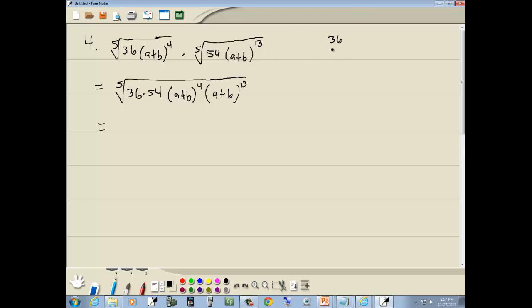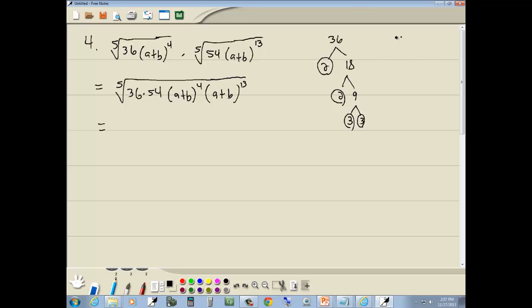For 36, 36 is divisible by 2. 2 times 18. 2 is prime, so we circle it. 18 is 2 times 9. 2 is prime, so we circle it. And 9 is 3 times 3. And those are prime, so we circle them.